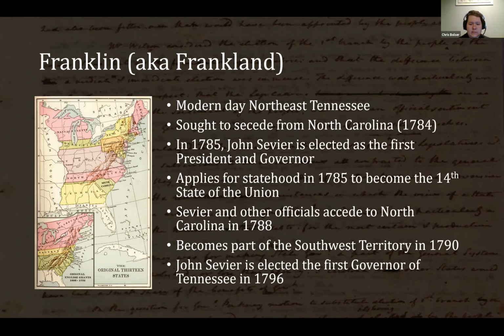So they applied for statehood in 1785. They only come up with 7 votes, but to try to appease more people, they actually changed the name to Franklin and even tried to get Benjamin Franklin to endorse them. Unfortunately, since that still falls through, they decide to accede to North Carolina, and 2 years after they accede, they become part of the Southwest Territory. And 6 years later, the state of Tennessee is born and John Sevier is elected the first governor.